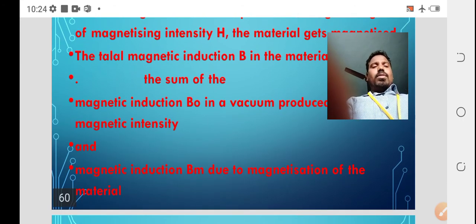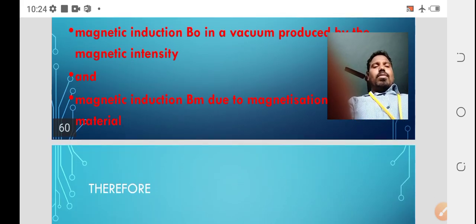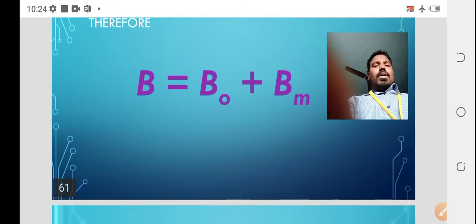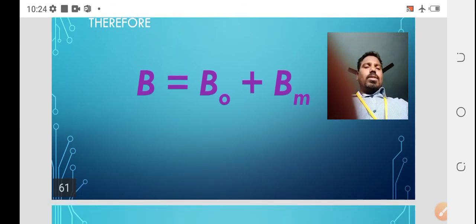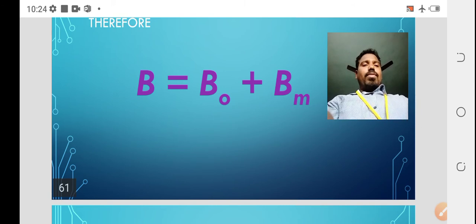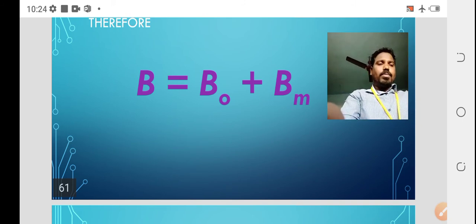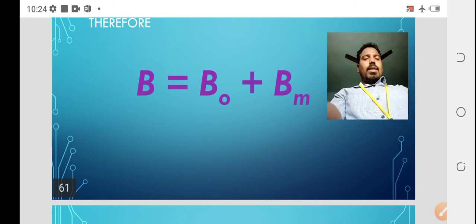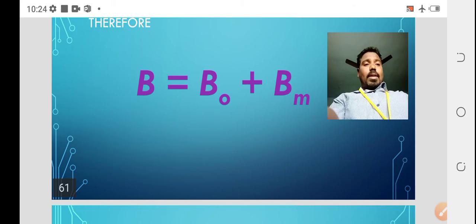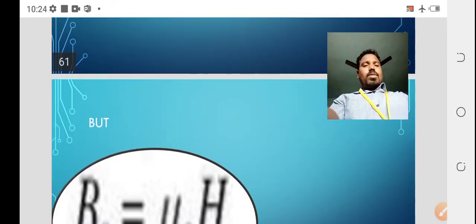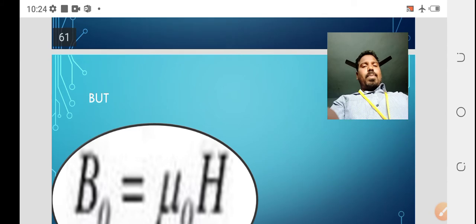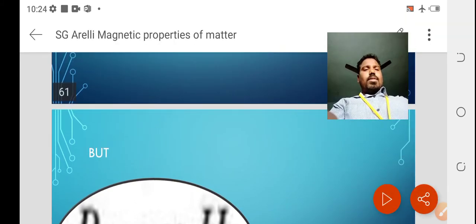In a medium it was done by magnetization of the material. So here B equals B naught plus Bm, where B is the magnetic induction of the total material, B naught is the magnetic induction due to the vacuum, and Bm is the magnetic induction due to the medium. But from the previous sessions, what is B naught?